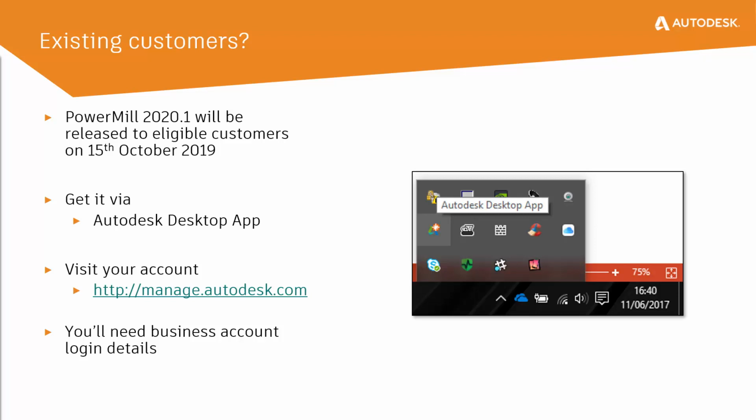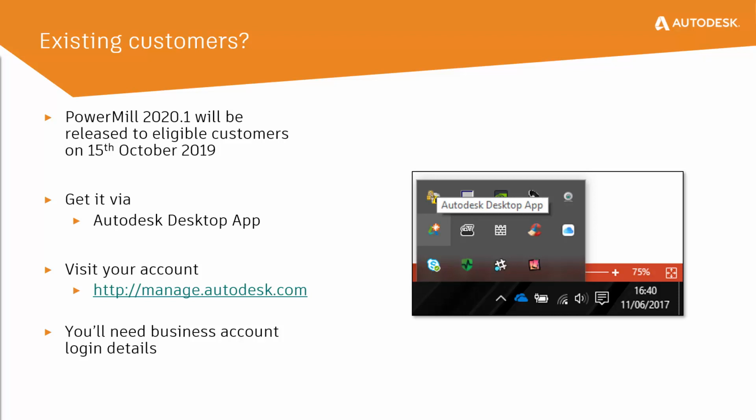Now, if you are an existing customer, you'll be notified automatically in a number of ways, but primarily using the Autodesk desktop app. Now that is accessible by looking for the Autodesk A icon in the taskbar in the bottom right hand corner of your screen. Simply click on that and that will give you instructions how to access this latest update.